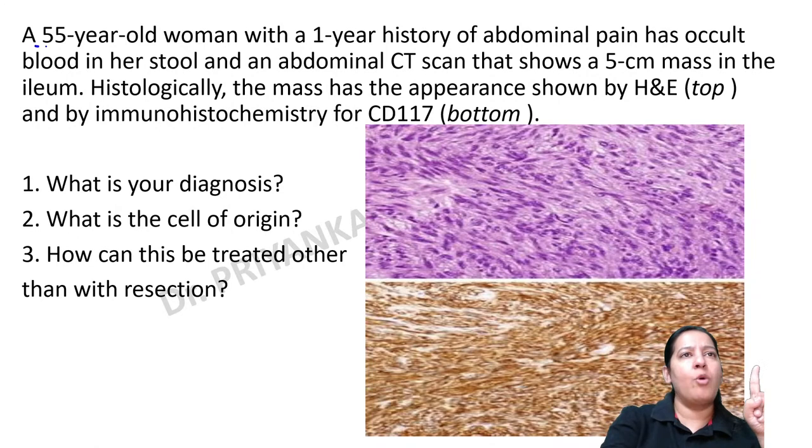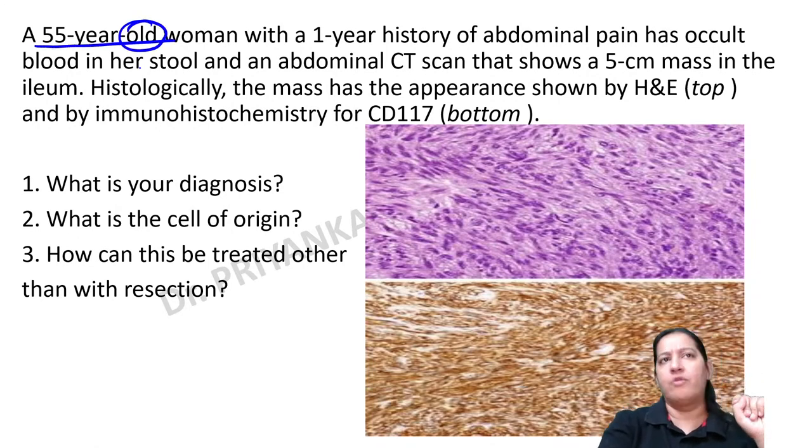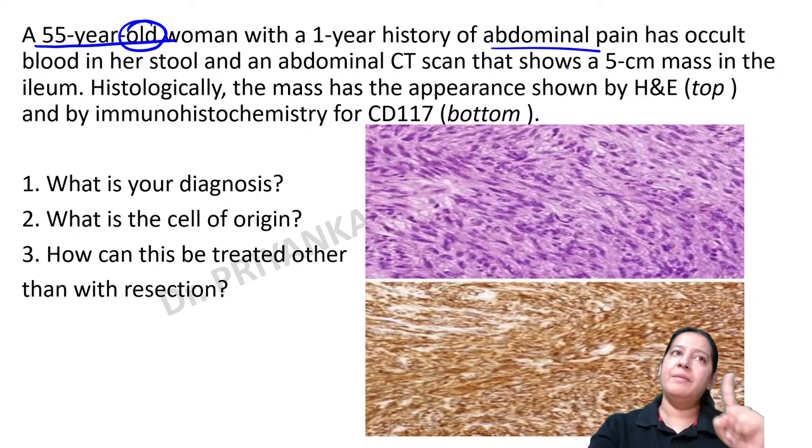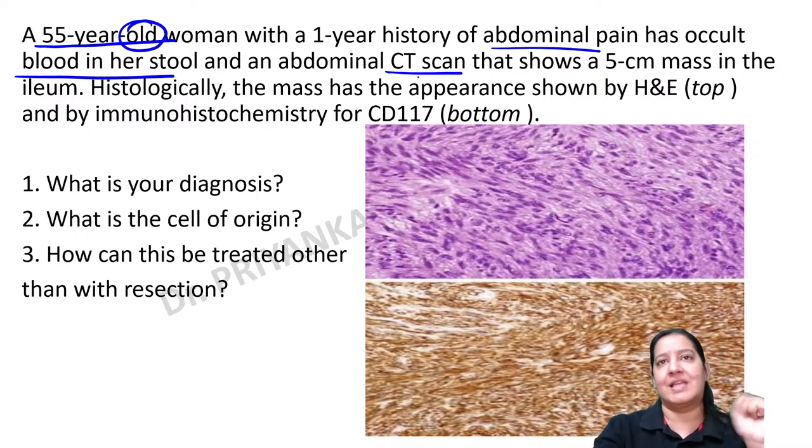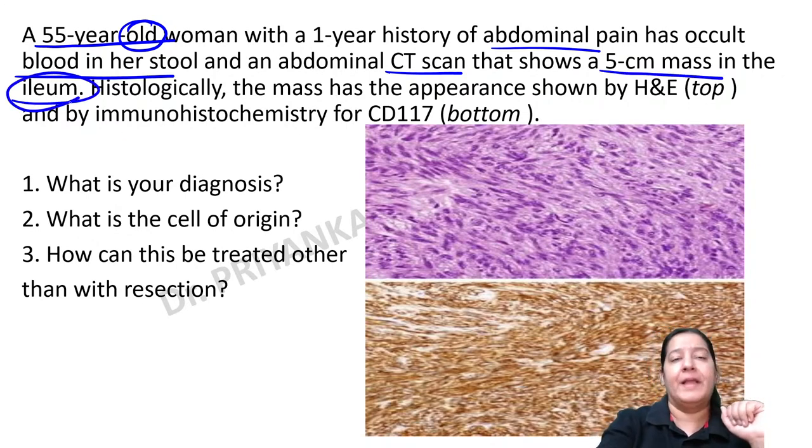A 55-year-old woman, again a middle-aged or old woman. Take the clues: a 1 year history of abdominal pain. Since 1 year, the female is having abdominal pain and blood in her stools. Occult blood in the stool. The doctor has advised an abdominal CT scan. On abdominal CT scan, there is a 5 cm mass in the ileum, in the intestine.